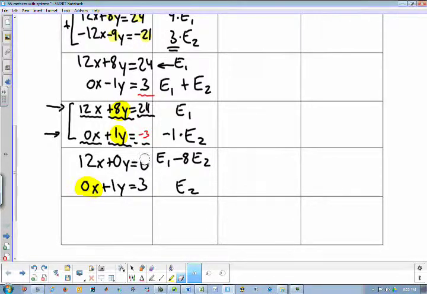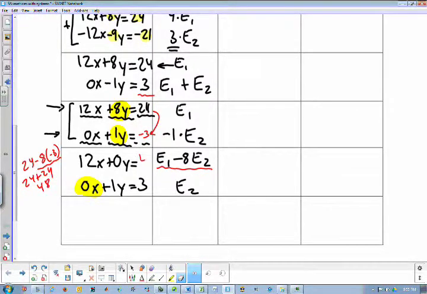And so now we have 24. We're doing E1 minus 8 E2. So we have 24 minus 8 times -3. Let's write this off to the side. 24 minus 8 times -3. Well, this is a positive 24, so it's 24 plus 24, so that's 48.